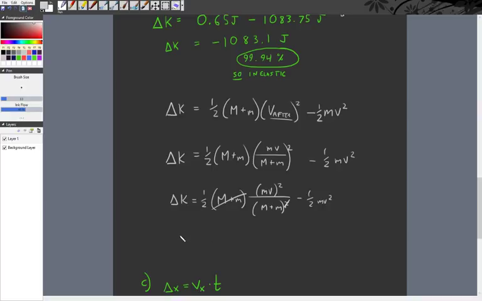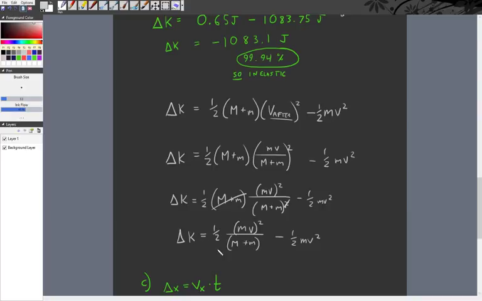And so what we're going to get is, and I'm going to just call this our final answer, it's going to be 1/2 mv squared divided by M plus m, minus 1/2 little m v squared. Okay? And now we have something that's very useful.